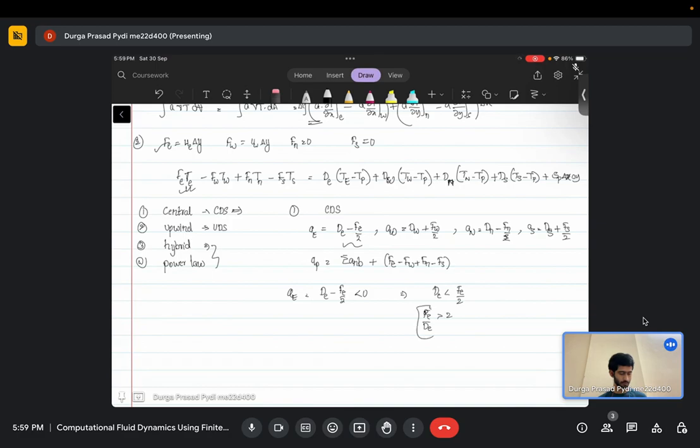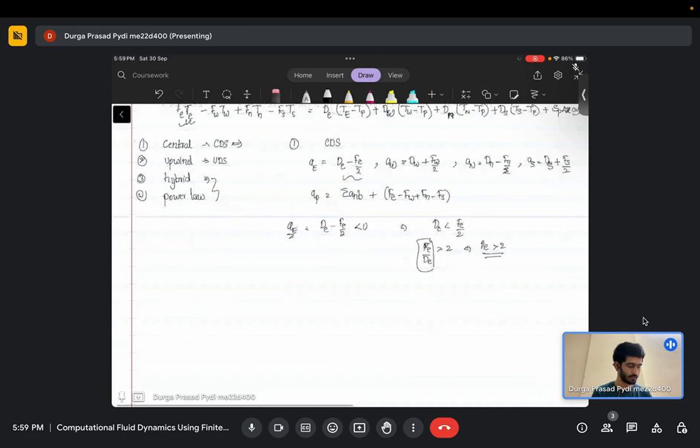This particular number, FE by DE, the ratio of convection to diffusion, is called the Peclet number. So if your cell Peclet number is greater than 2, then in this case your coefficient can become negative, and that can give you non-physical results. Because of this, we will not usually go with the CDS scheme, central differencing, we go with the upwind scheme.